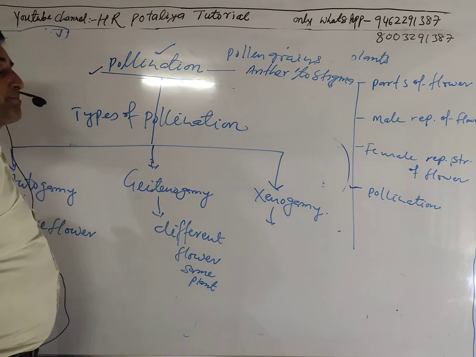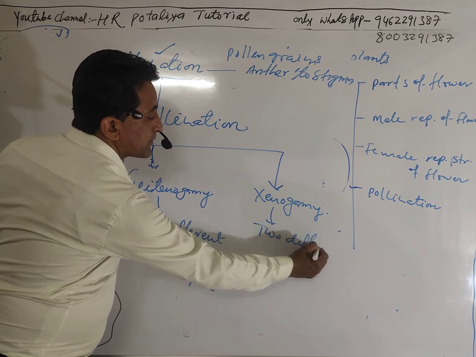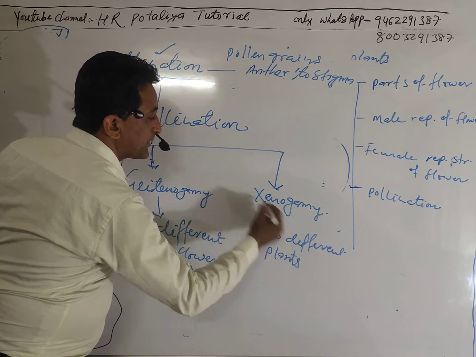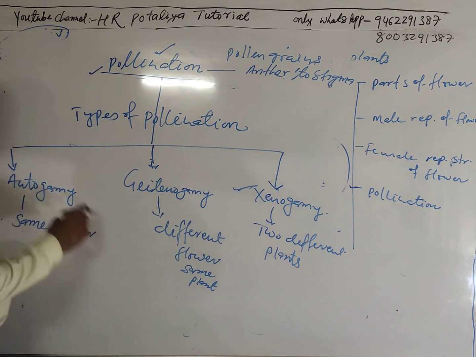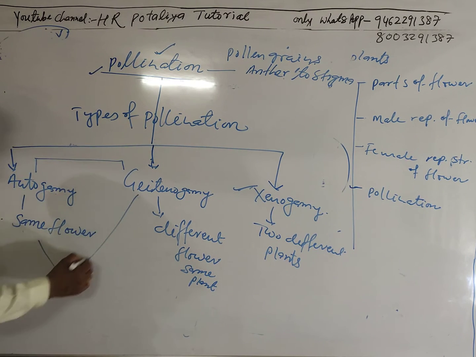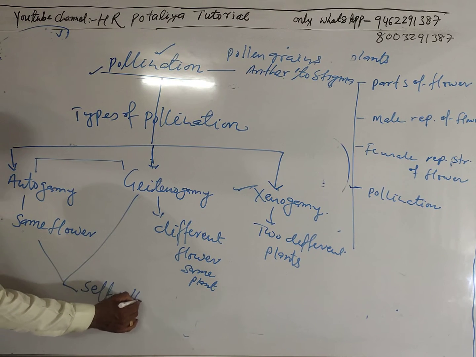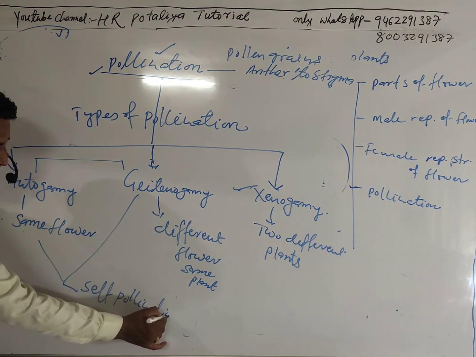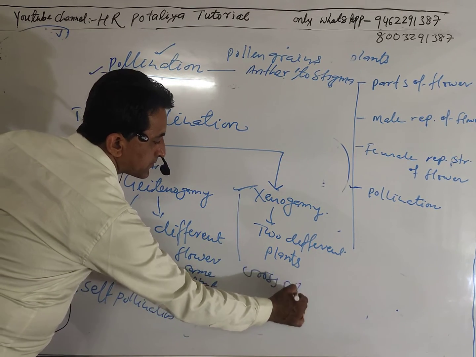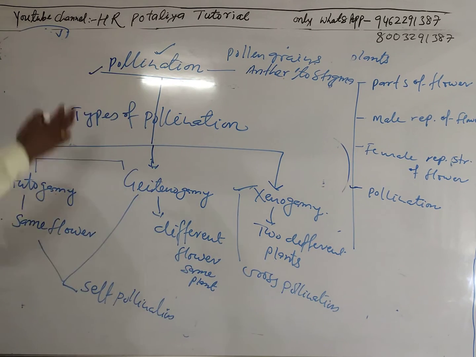Geitonogamy, two different plants. That is the xenogamy. Autogamy and geitonogamy, these are just self pollination, and that is the cross pollination. Just go through that part.